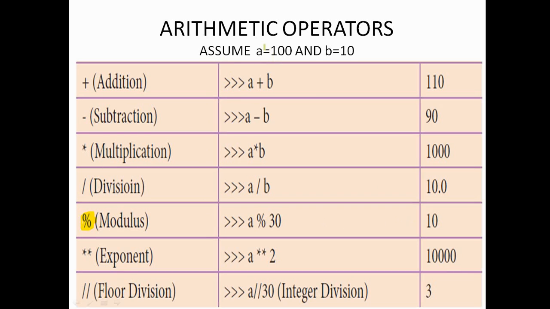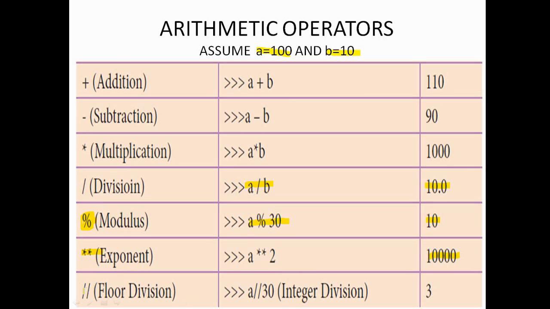In this example, assume A equal to 100, B equal to 10. If you use the division operator, A slash B, you will get 100 divided by 10. Your answer is 10. A, 100 modulus 30. After division, you will have 10 as the remainder. The other one, for exponent, you have two asterisk symbols. A power 2, where A is 100. 100 power 2. You will get this answer.